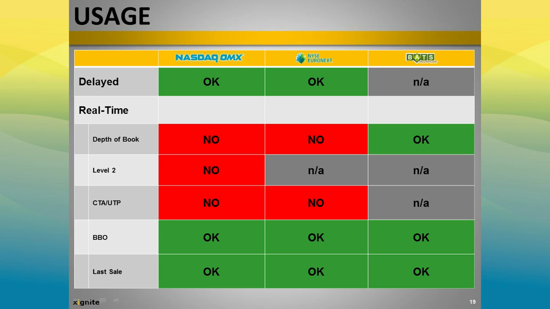Level 2 data is not allowed either. CTA and UTP data, no display on public websites. BBO information is allowed under certain conditions. Last sale information is allowed under certain conditions.